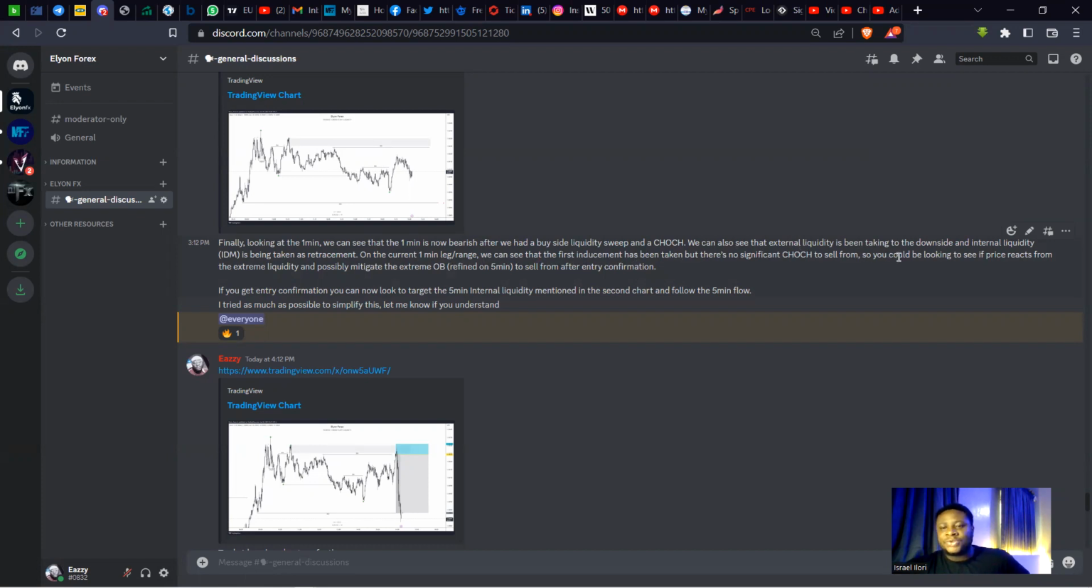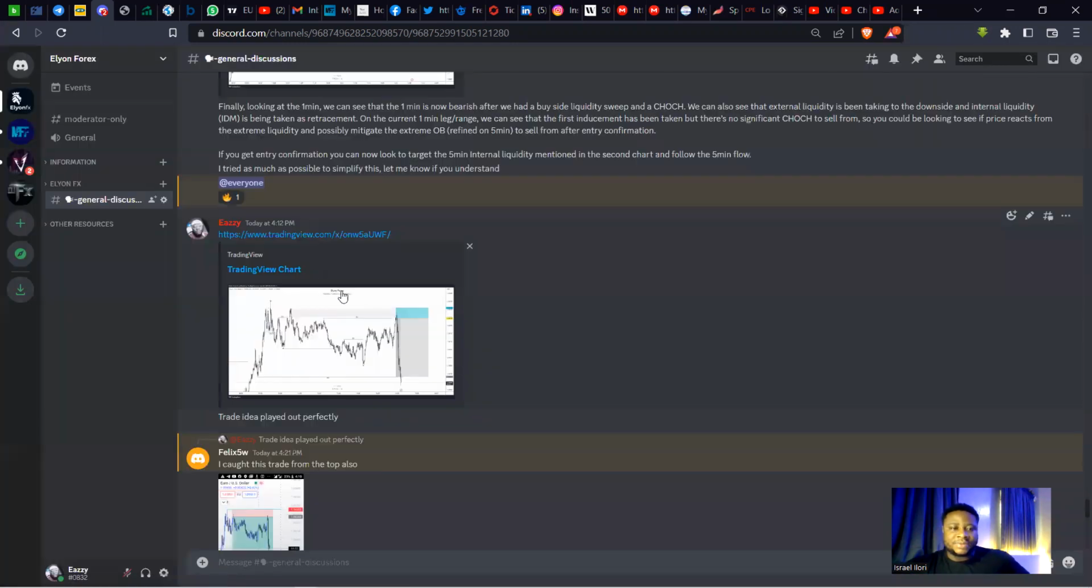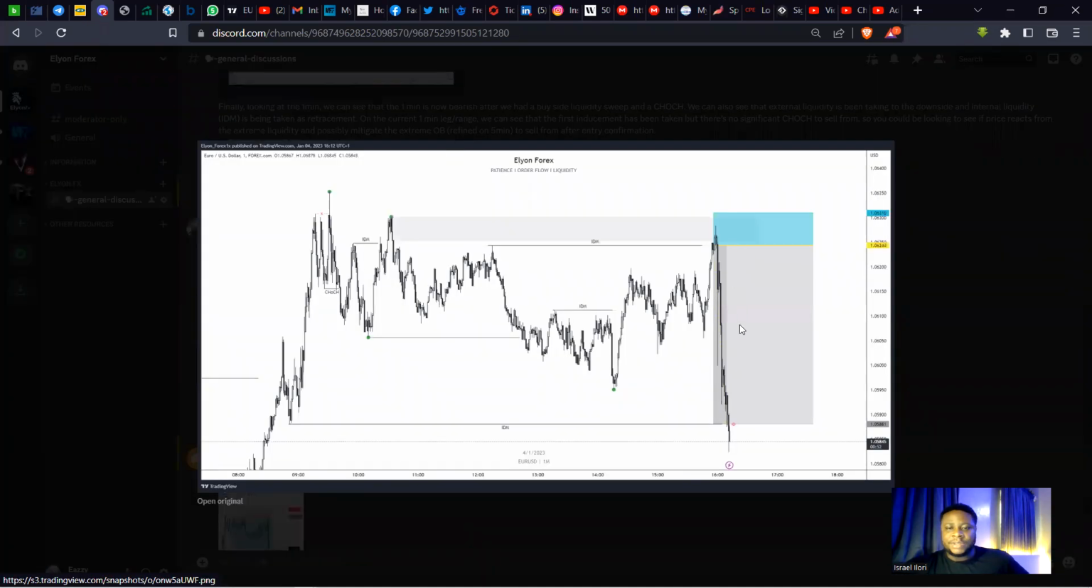I explained that. So you could be looking to see if price reacts from the extreme liquidity, internal liquidity, and possibly mitigate the extreme OB, which I refined on the 5 minutes, to sell from after entry confirmation. If you get entry confirmation, you can now look to target the 5 minute internal liquidity mentioned in the second chart, blah, blah, blah. So this was the chart I posted, just the way I explained a few moments ago. This was the first inducement point, this was the extreme, and this was the entry order block right here. And as you can see, at around 4:12 p.m. West African time, the trade played out.